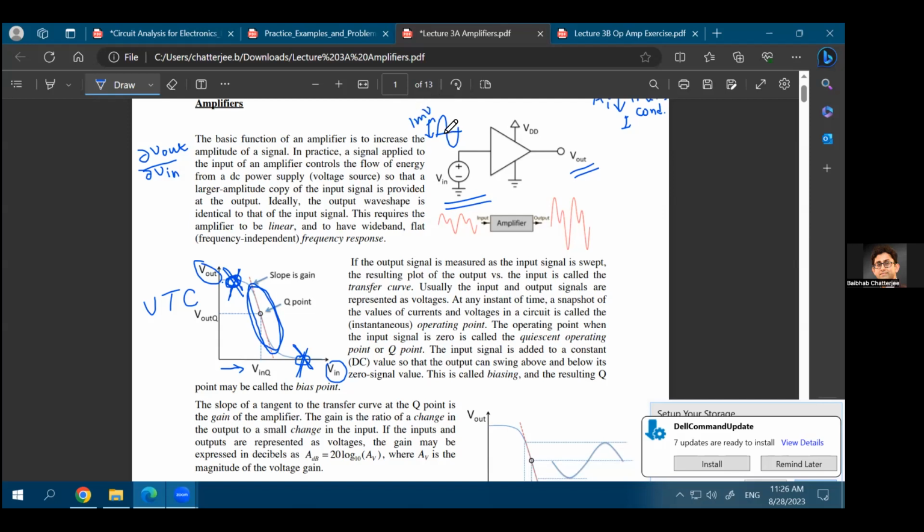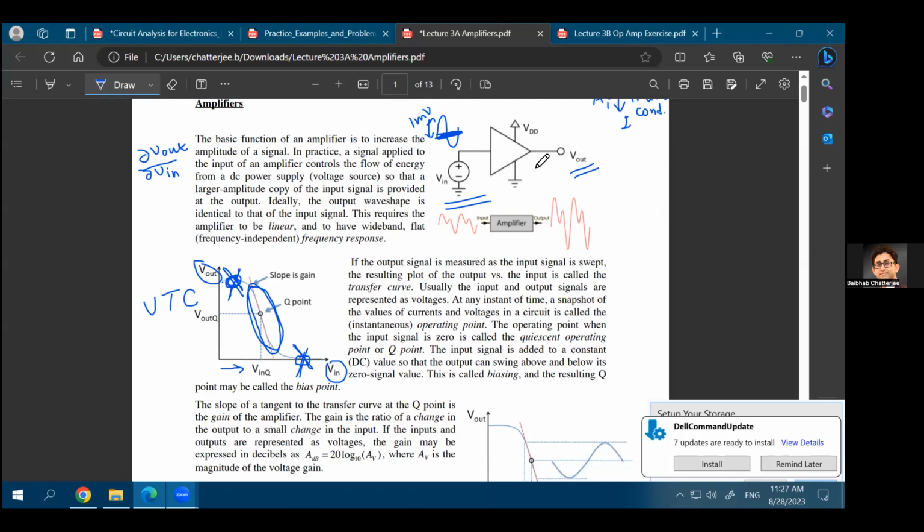Okay. Biasing signifies: what is this average DC point? What is the DC point of this sine wave? If the DC point is near this 0 voltage, or very high voltage, your amplifier will not work.